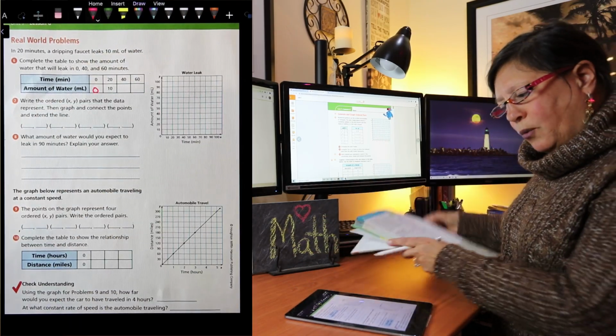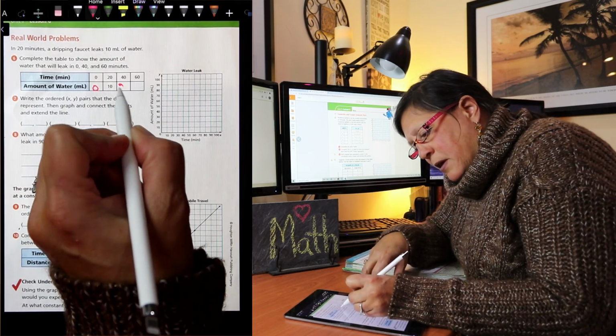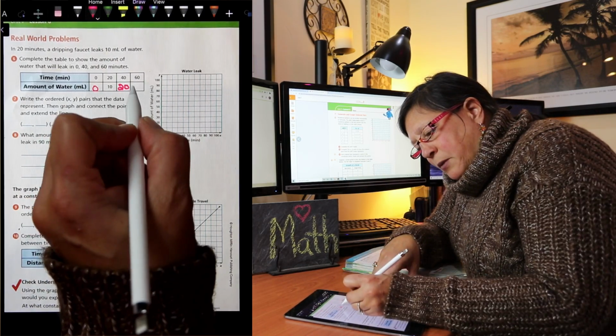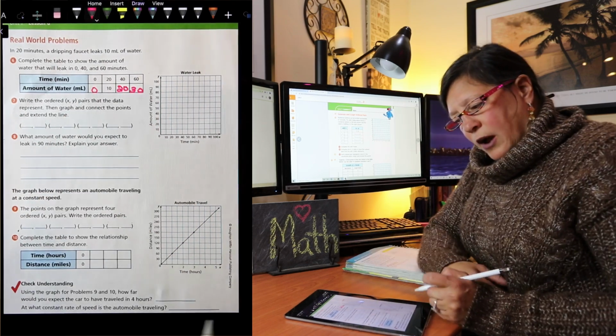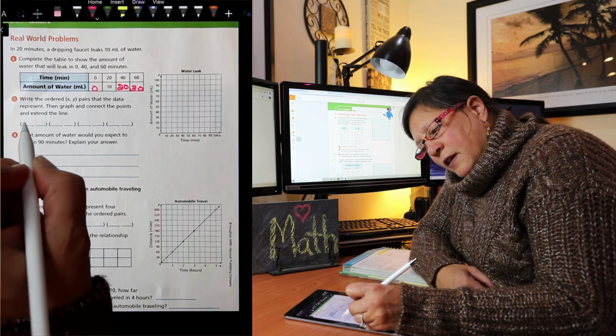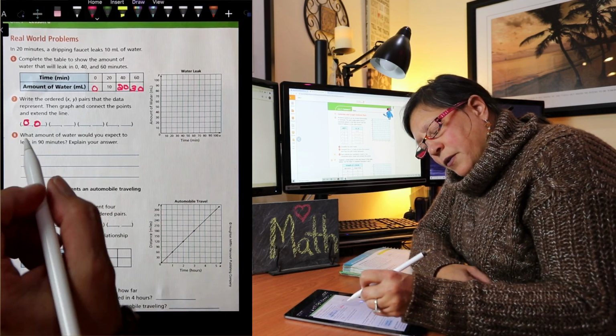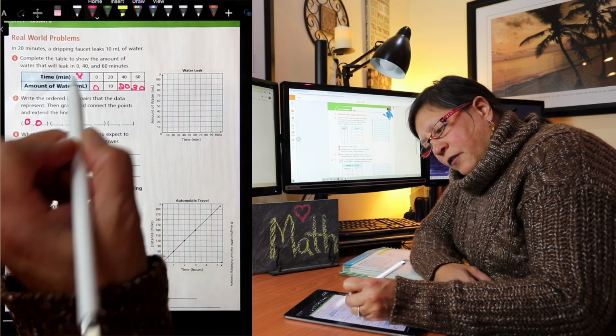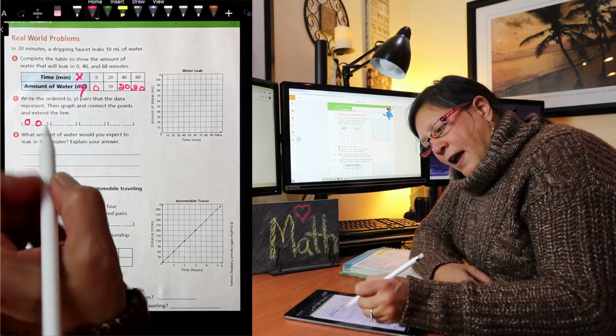So that would be 20 milliliters of water, and so on. In 60 minutes, that would be 30 milliliters of water. And then we're going to write the ordered pairs that represent. So again, 0, 0. All right, and this is your X, this is your Y.